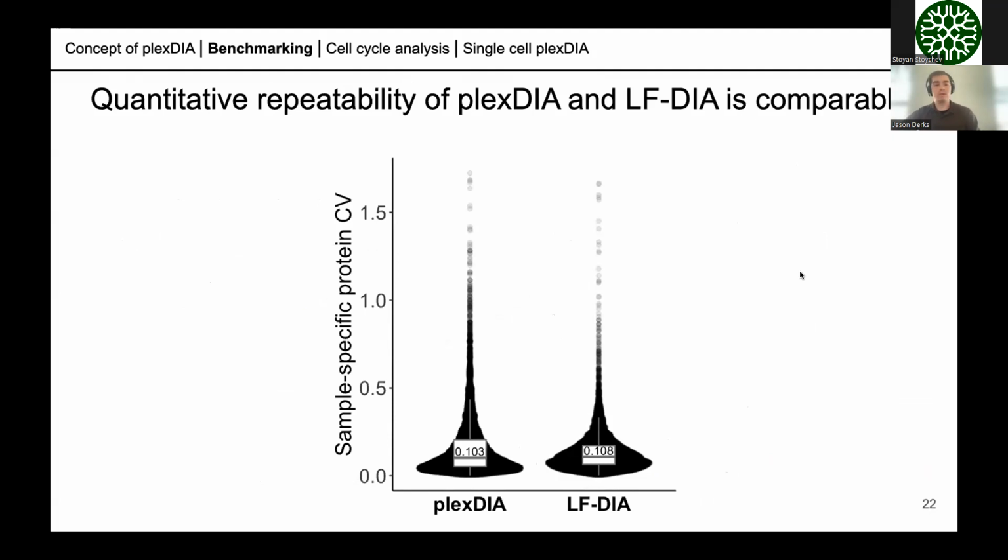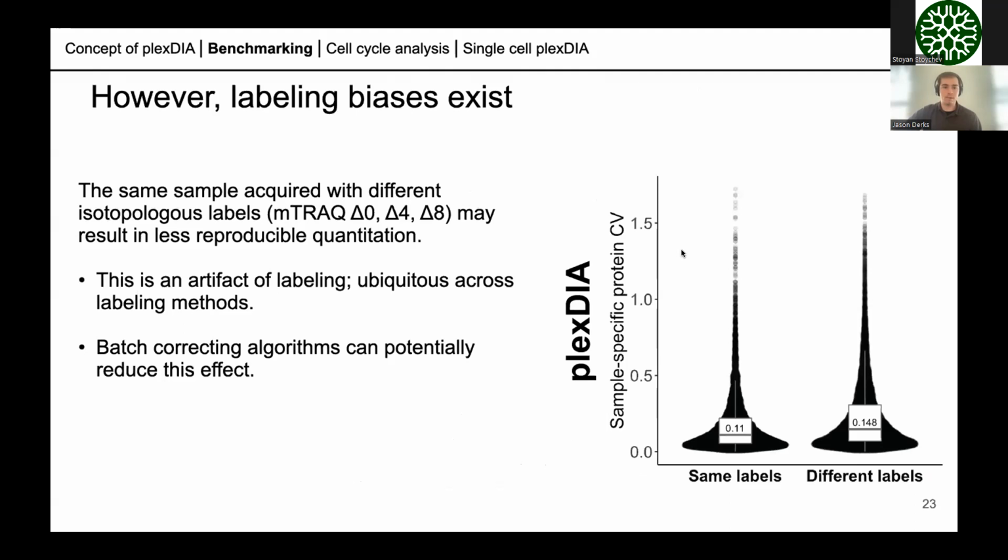The next thing that we did was check the quantitative repeatability of plexDIA in comparison to label-free DIA. We ran the same samples in triplicate, like I was just mentioning, and we looked at how repeatable the quantitation is for plexDIA and for label-free DIA. You see that the median is actually about the same between plexDIA and label-free DIA. So this is a good thing to see.